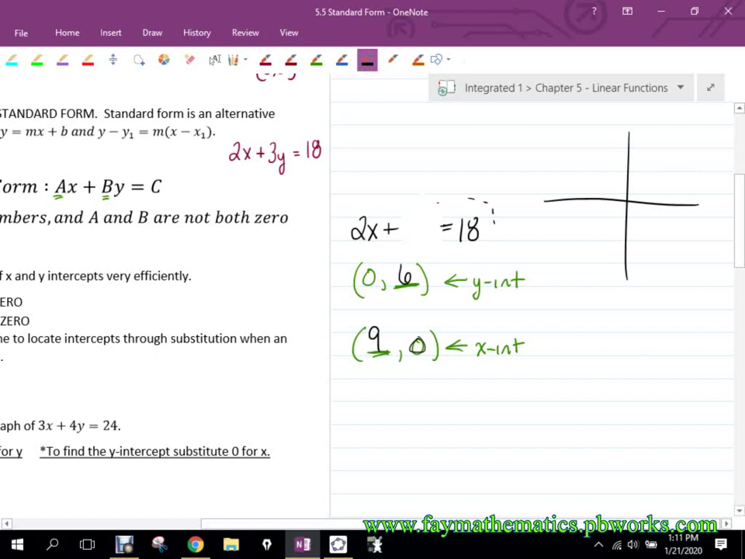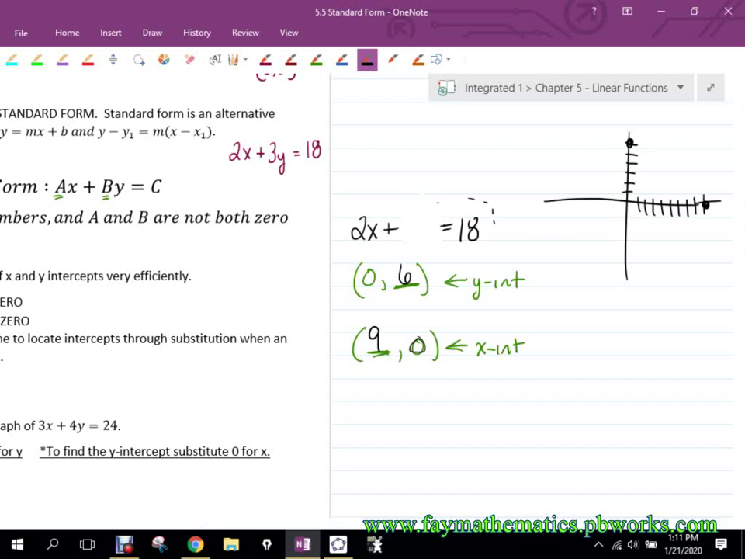9. Could I then come over to my graph and go 1, 2, 3, 4, 5, 6, (0, 6). There's one point right there. And then go 1, 2, 3, 4, 5, 6, 7, 8, 9. There's (9, 0). Is that two points on my graph that I can connect with the line? And I graph my line.